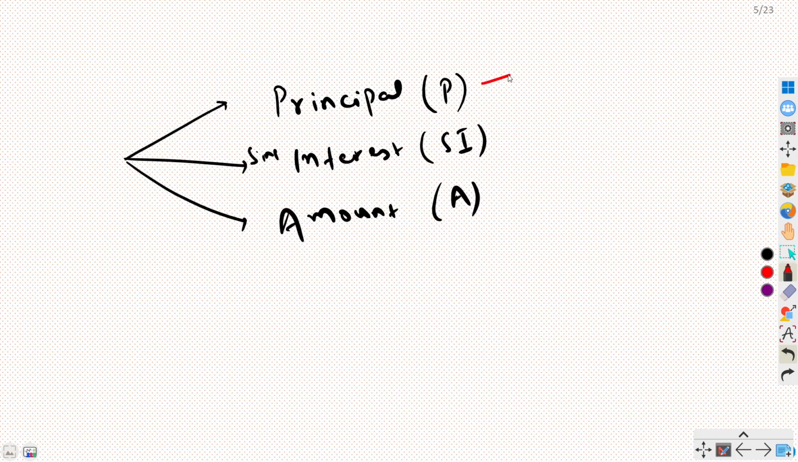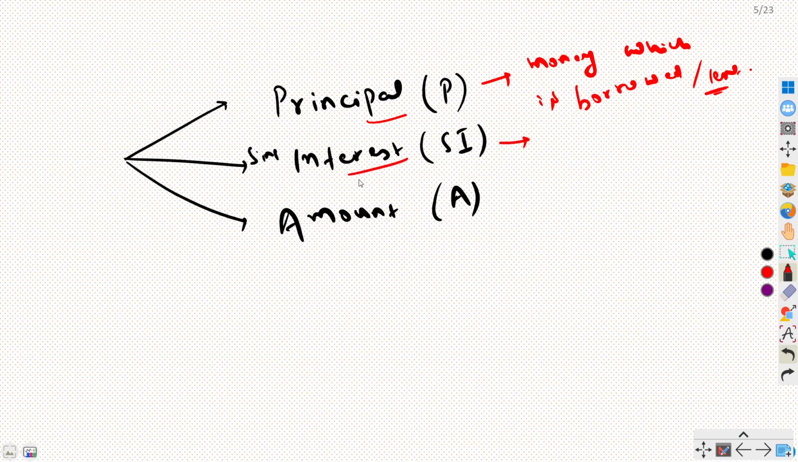Now principal is the money which is borrowed or lent. So let's say you are depositing your money in the bank, so that money will be known as principal. Or if you borrow some money from, let's say, some other bank, or not from friend, because we don't generally pay interest to friends, so from bank or some financial institution, then that money will be also known as principal.